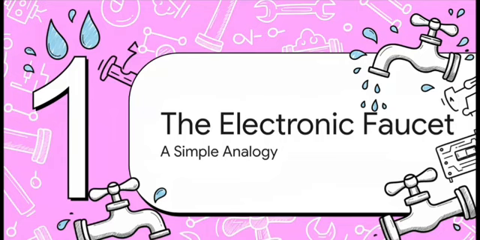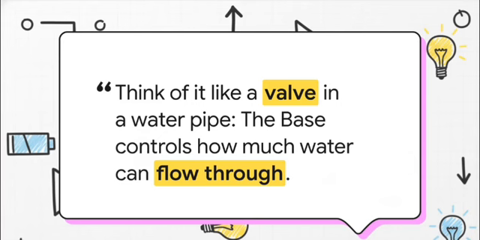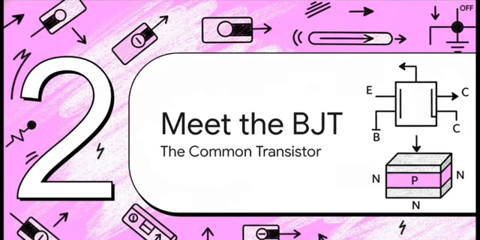Yeah, plumbing. Let's just think about a normal water faucet. You know how a faucet works, right? A tiny little twist of the handle can control a huge gush of water. A transistor works on that exact same principle. A tiny low-power signal, that's our handle, is used to control a much, much larger flow of electricity. That's our water. All right, enough with the plumbing analogy.